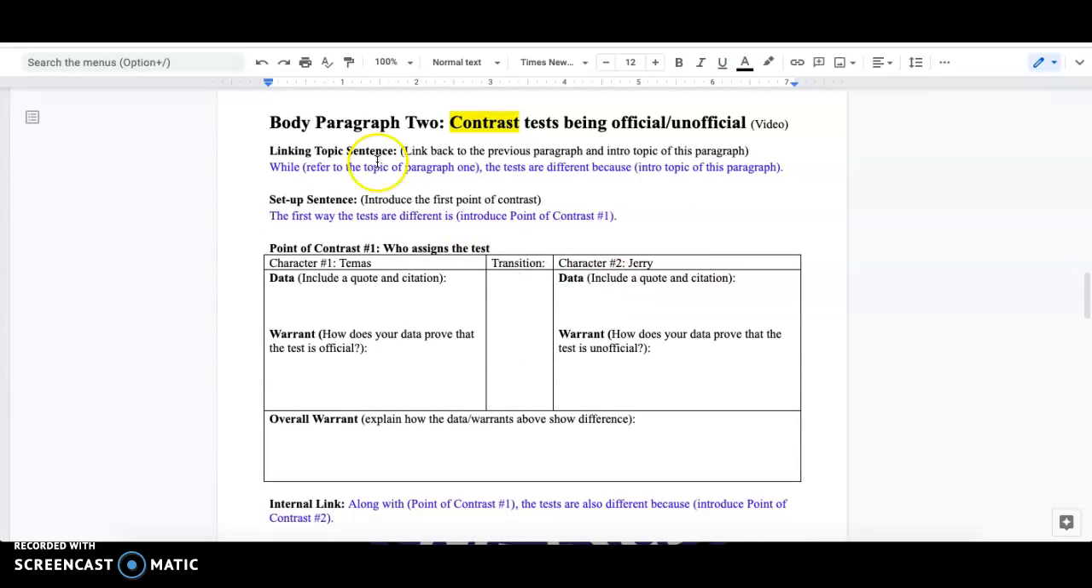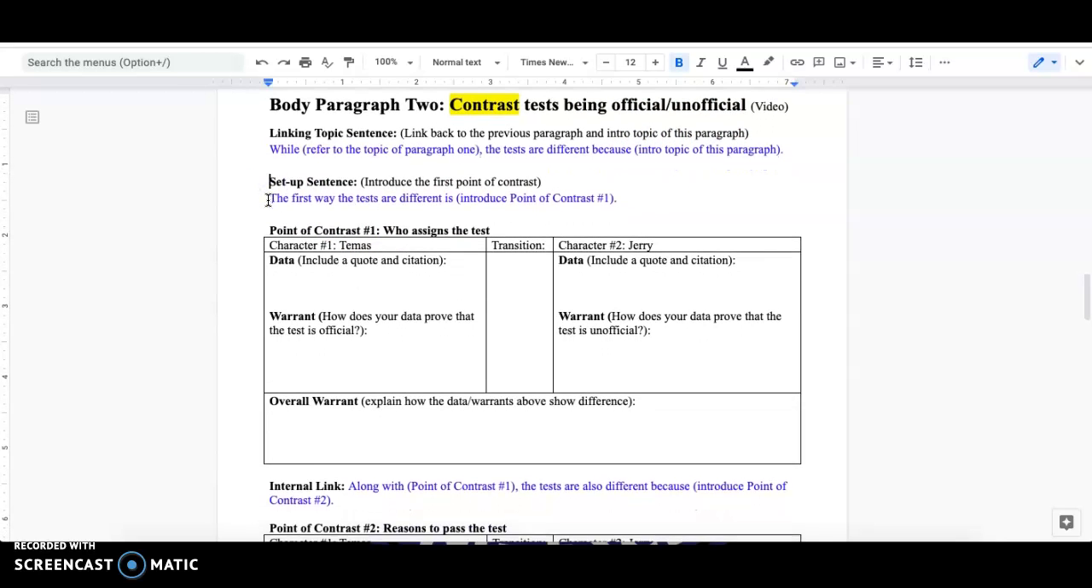But body paragraph 2. With all body paragraphs 2 and 3, we start with a linking topic sentence. That's where we refer back to the previous paragraph that we just covered and then introduce the topic of the current paragraph. So I have a fill-in-the-blank sentence for you. While, and then refer back to the topic of body paragraph 1. So while something about the tests requiring courage, the tests are different because, and then somehow introduce this topic. The tests are different because something about the difference between one test being official and unofficial. Just figure out how you want to word that. Tons of right answers for how to word that.